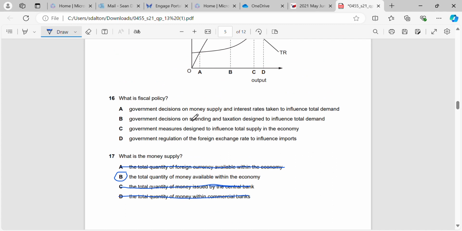16. What is fiscal policy? So we explained this in QP12 and QP11. Fiscal policy is the use of taxes and government spending to influence aggregate demand, right? Money supply and interest rates, that is monetary policy, not fiscal. C, measures designed to influence total supply, that is supply side policy. Fiscal only influences aggregate demand, not aggregate supply. And regulation of the foreign exchange rate to influence imports, again, that can be a type of monetary policy, not fiscal. Only taxes and government spending to influence AD.